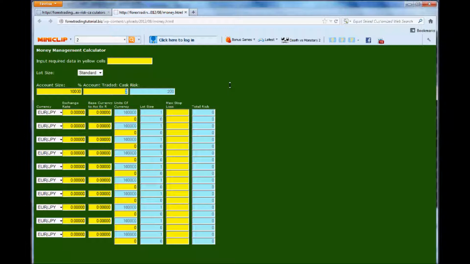This second box here is the percentage we wish to risk per trade. I would suggest that we risk no more than 5% per trade, in which case we could pop 5 in there, and that would tell us what our cash risk is per trade that we're willing to take. The reason I say keep 5% as the maximum risk is because that would give us 20 trades to be able to trade in our account.